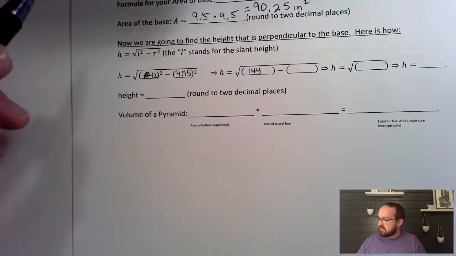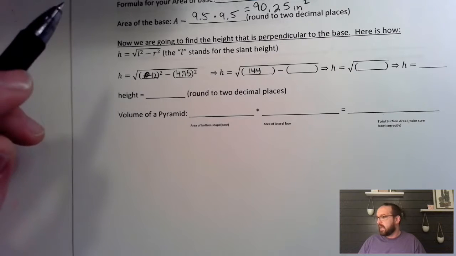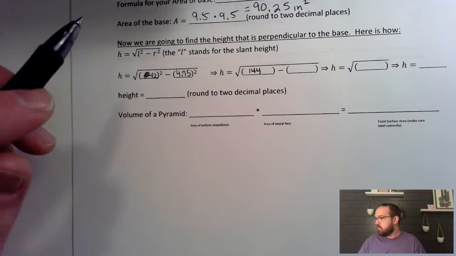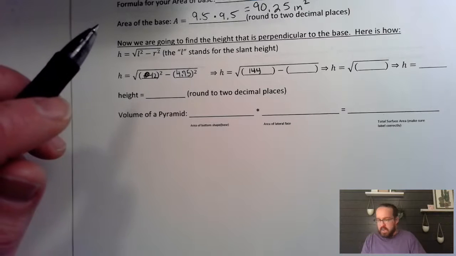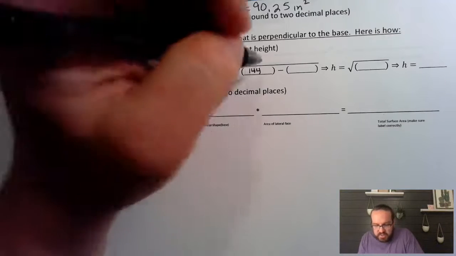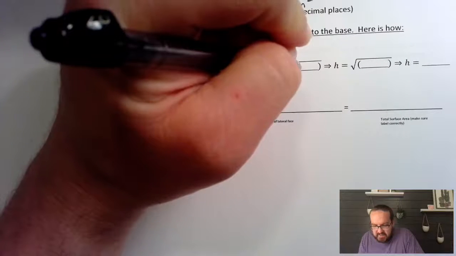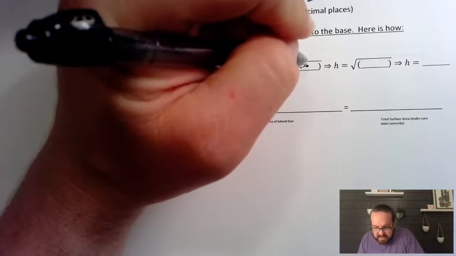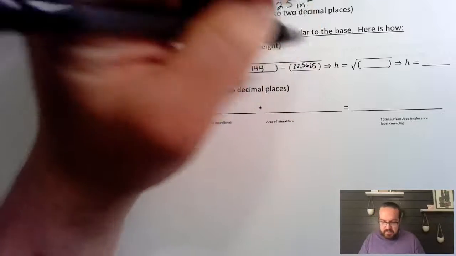4.75 squared. Pull up my handy dandy calculator here. 4.75 squared is just 22.5625. All right.